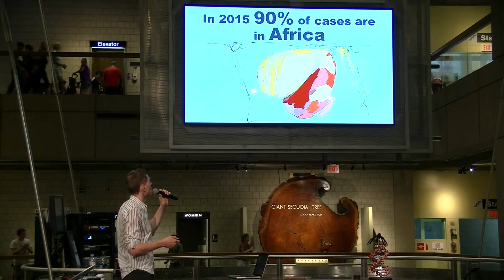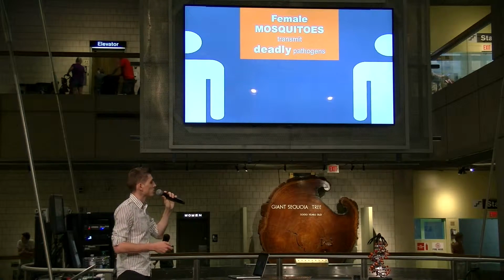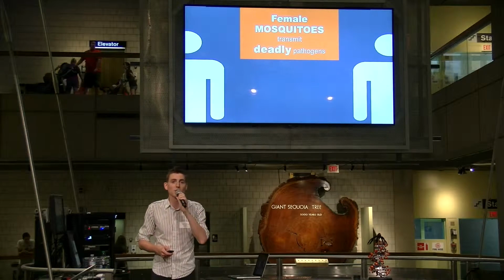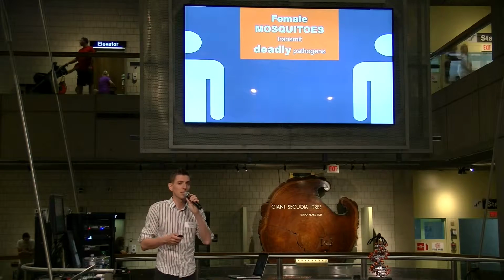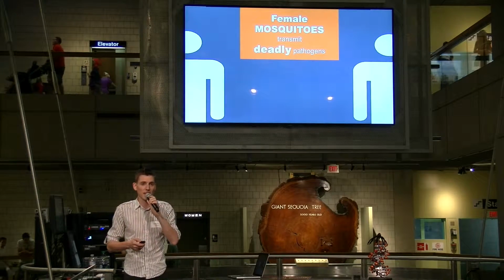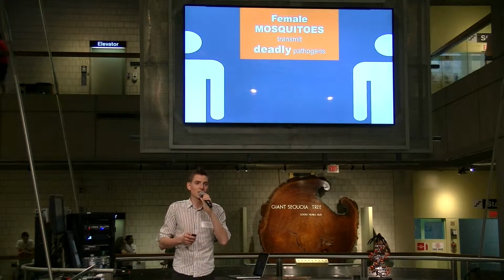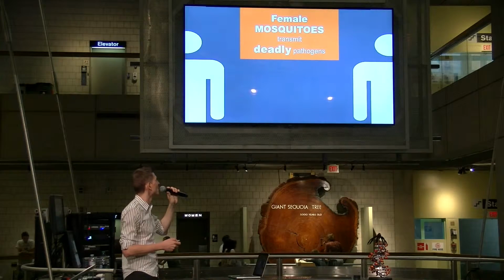So how do mosquitoes transmit diseases like malaria? Well, first things first, diseases are transmitted by female mosquitoes, not male mosquitoes. Females need blood meals to produce eggs. And so if you learn one thing today, it should be that females are the ones that bite you when you get mosquito bites.